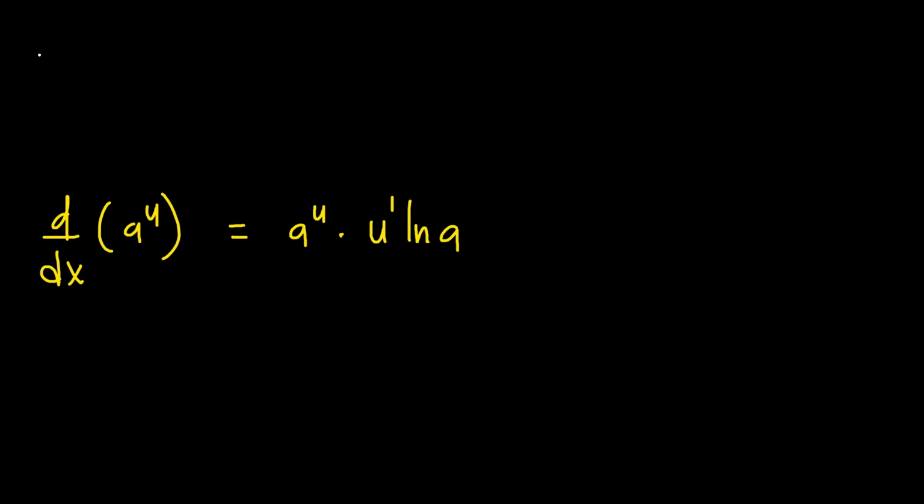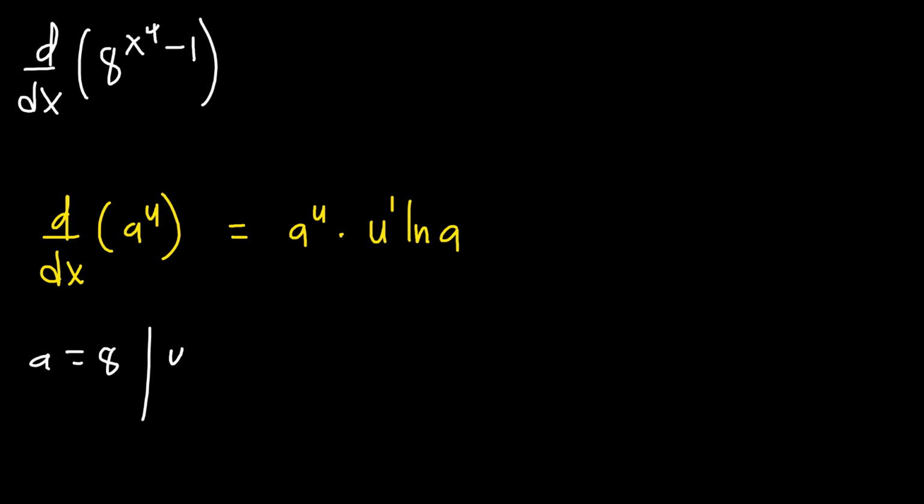Now you try out this. Differentiate 8 raised to the power of x to the power of 4 minus 1. In this case, a equals 8 and then u equals x to the power of 4 minus 1. And if we differentiate this, u prime will be equal to the derivative of x to the power of 4, which will be 4 times x to the power of 3. And the derivative of negative 1 is 0.